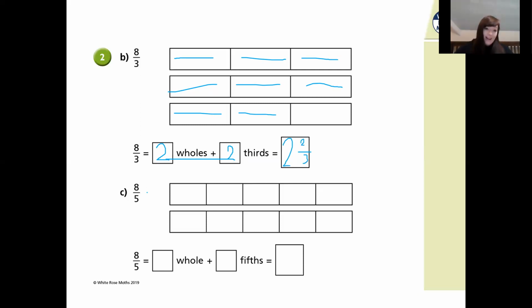C, we had to colour in 8/5. So 1, 2, 3, 4, 5, 6, 7, 8. Then it says how many wholes are there. So I can see I've got 1 whole coloured in and 1, 2, 3/5 left over. So I'm going to write that as 1 whole and 3/5. Good. I hope you got those right.